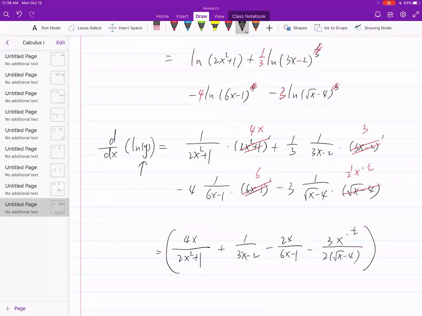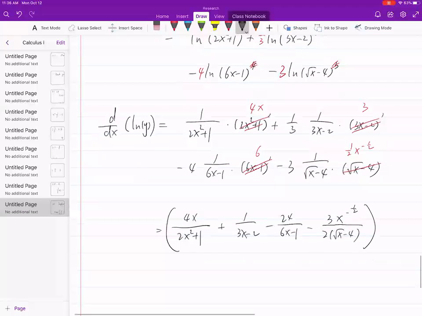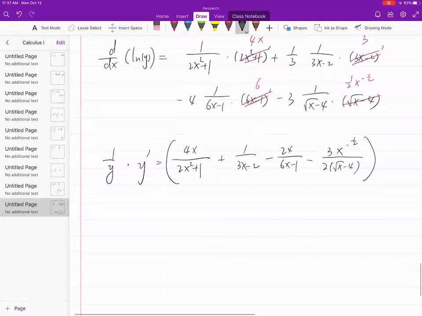But wait a second, don't we just finish the implicit differentiation? What's this? This is just 1 over y. Pretend it's an x, and when you finish, you just times y prime. Sounds good. What is y prime? That's going to be the whole thing times y on the other side.